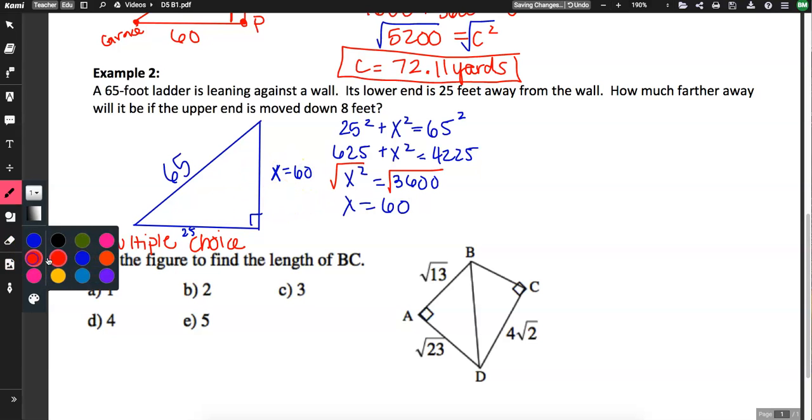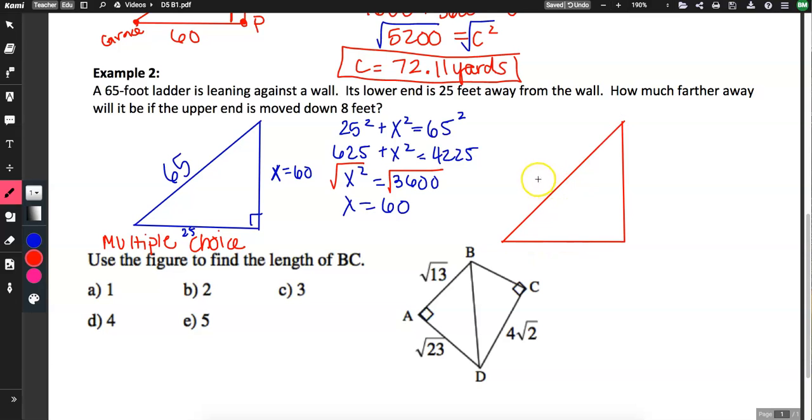So I'm going to draw a new picture and say how much further away will the ladder be if the end is moved down 8 feet. Think about if you had it leaning against a wall and you pulled the bottom end of the ladder, it's going to come further away as it moves down. So let's draw another picture here.